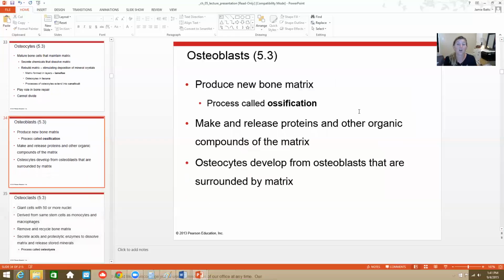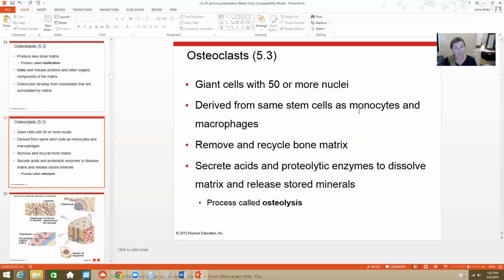Osteoblasts are the cells that are producing new bone. They're constantly being regenerated, they're producing new bone matrix, and they are involved in this process called ossification. So they're very active while you're growing. They make and release proteins like the collagen protein that helps our bones stay flexible. Osteocytes will eventually develop from osteoblasts. So basically, osteoblasts are the workers, and then once they're old and tired and grumpy, they become osteocytes. Hope that makes sense. Then you have osteoclasts.